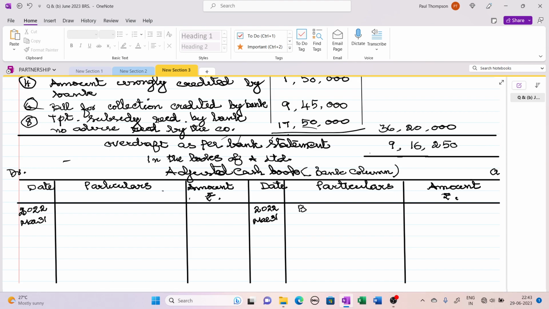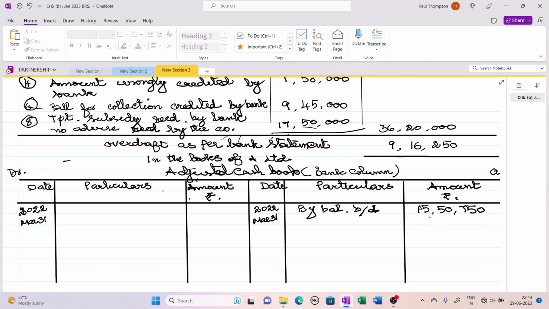I'm writing it in short. By balance brought down, the balance given is 15 lakh 50,000 750. So now the cheque issued will appear in your BRS.